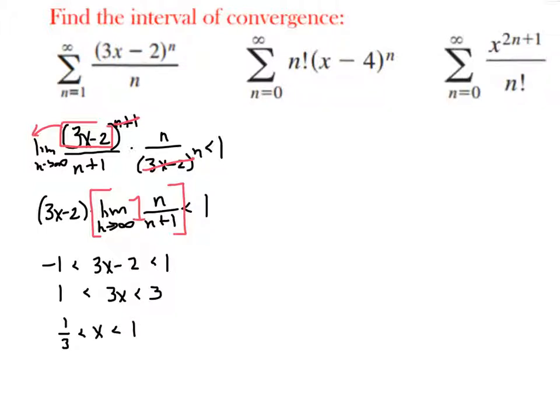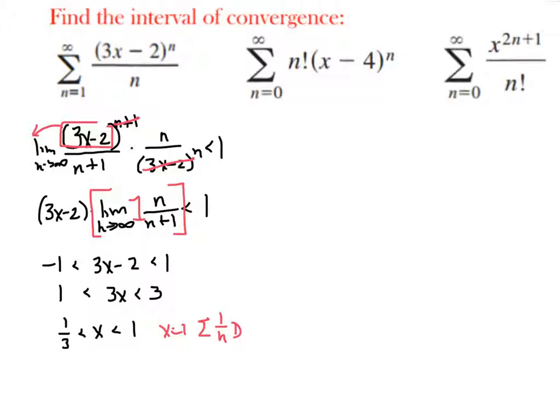Now, at this point, we should plug these endpoints back into the original. So if I do that, 3 times 1 minus 2, to the nth over n. So maybe I'll make a note here. If I plug in x equals 1, I get the series 1 over n, and that diverges.